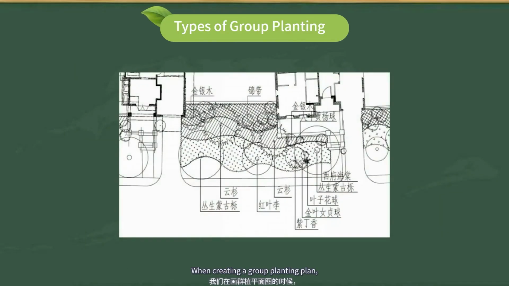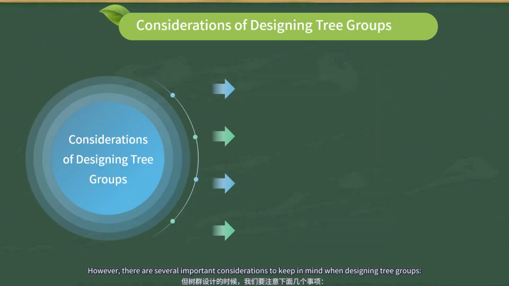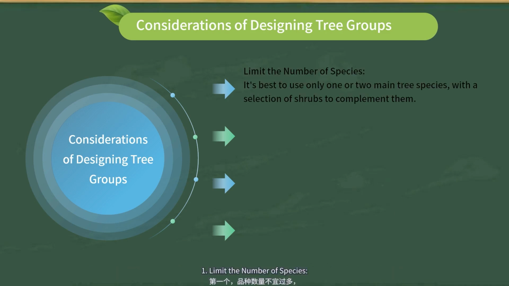When creating a group planting plan, the general approach is to first determine the placement of the trees, then position the larger and smaller shrubs, and finally cover the ground under the trees with ground cover plants to create a layered, dynamic composition. However, there are several important considerations to keep in mind when designing tree groups. Limit the number of species. It's best to use only 1 or 2 main tree species, with a selection of shrubs to complement them.